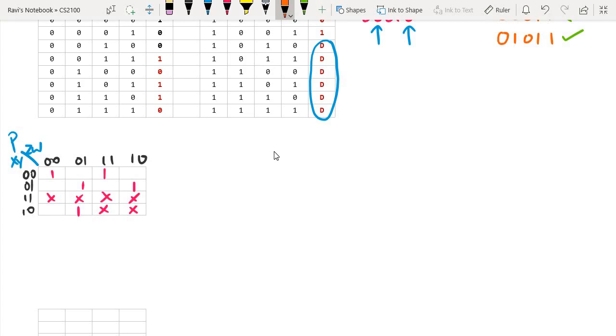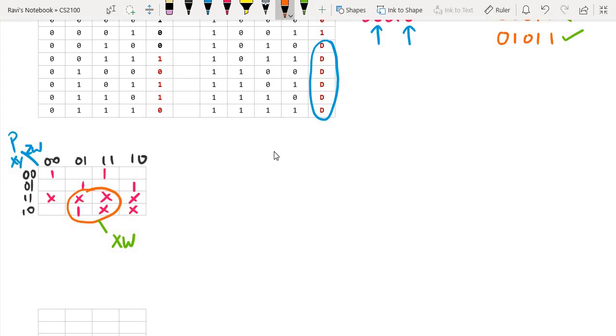For example, if I look at this one here, I can group these three X's beside it to get a group of 4. This group of 4 gives me an expression of XW, because from this row to this row, X is constant while Y changes, and from this column to this column, Z changes and W is constant. So I have XW.